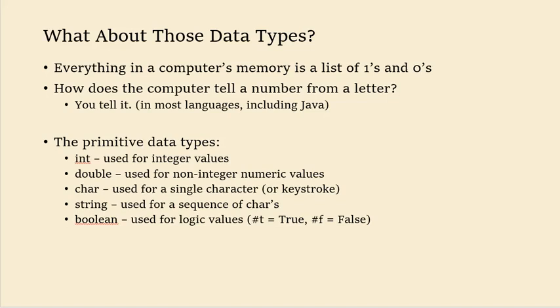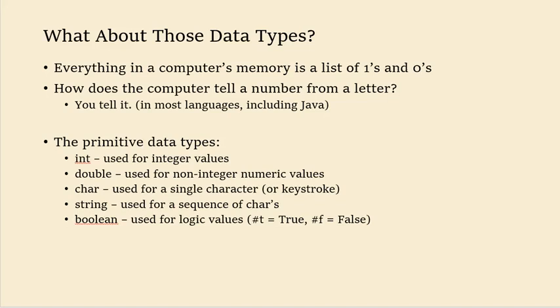And then Boolean, which is probably new to a lot of people taking the camp, is used for logic values, true-false values. And we use Booleans primarily to determine when we should do some things. If something is true, do something. If something is false, do something. So those are the basic primitive types that we'll deal with in the camp.